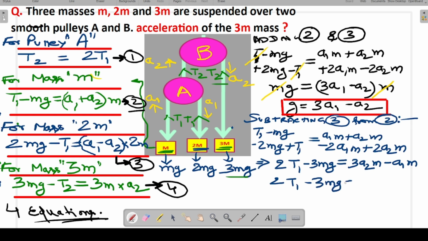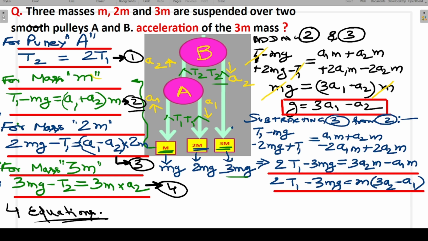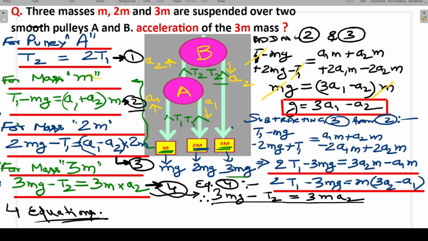Now coming to the relation from equation number 4, that is 3mg minus T2 equal to 3m into A2, right, which is coming as per the free body diagram of mass 3m. Here in the LHS you can see T2, and from equation number 1 we have T2 as 2T1. So put the value of T2 as 2 times T1. Since T2 equals 2 times T1, the LHS of equation number 4 becomes 3mg minus 2 times T1 equal to 3ma2, right.